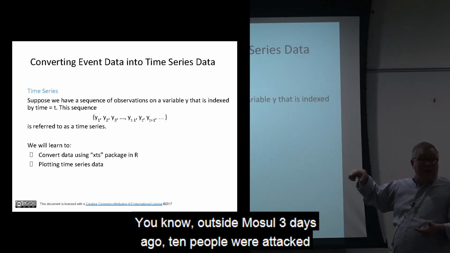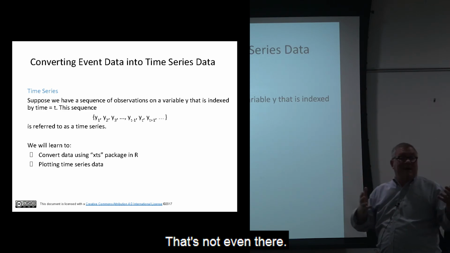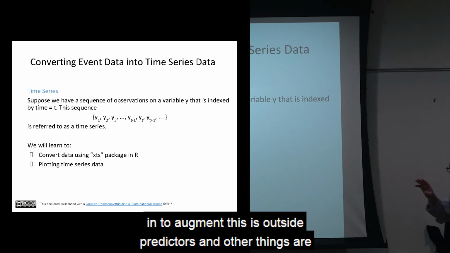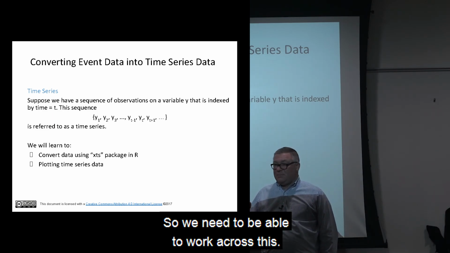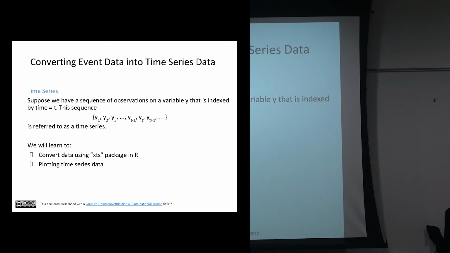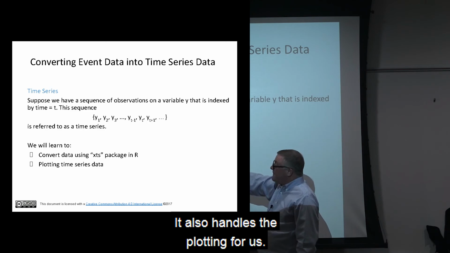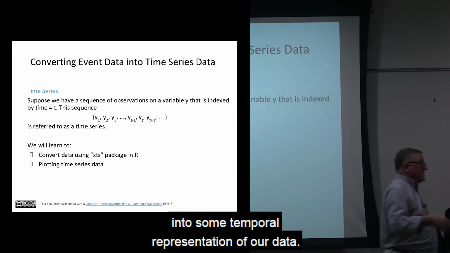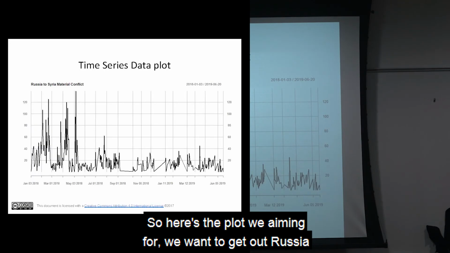Outside Mosul 3 days ago, 10 people were attacked by a rocket grenade. How do I time shift that? That's not even there. So we have lots of issues with dates. The other is that a lot of the data we want to bring in to augment this as outside predictors are on other relative date scales, so we need to be able to work across those. What's nice is the people who work with R have thought about this problem and developed a package called XTS, or Extensible Time Series, that does this nicely. It also handles the plotting for us, so it's easy to convert this into some temporal representation of our data. So here's the plot we're aiming for.